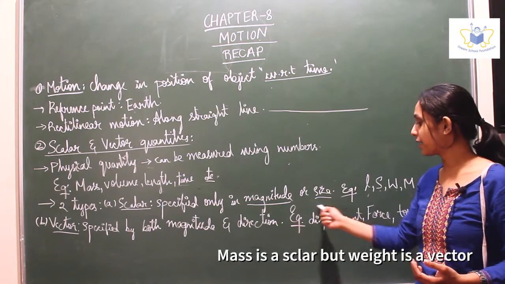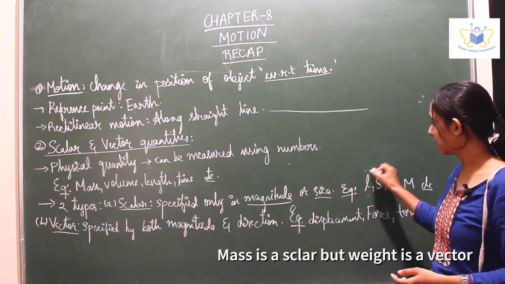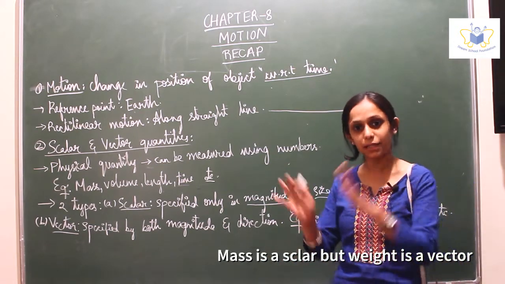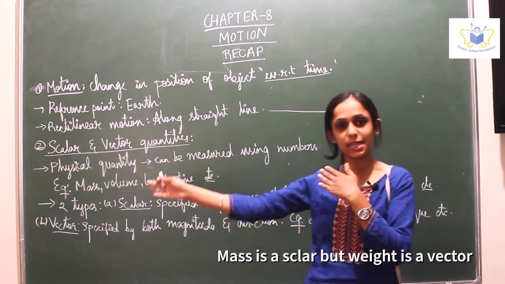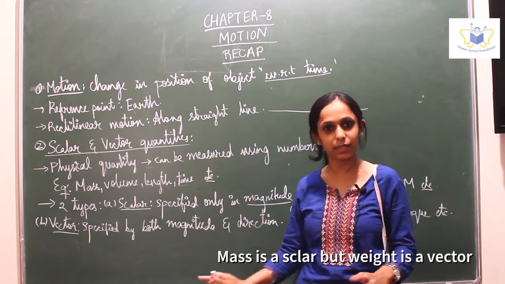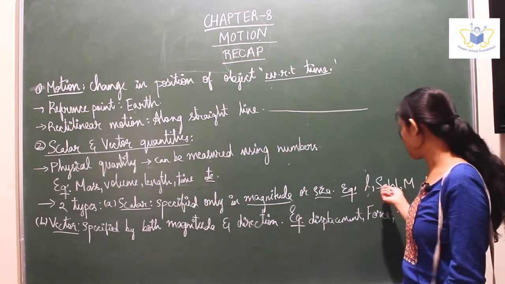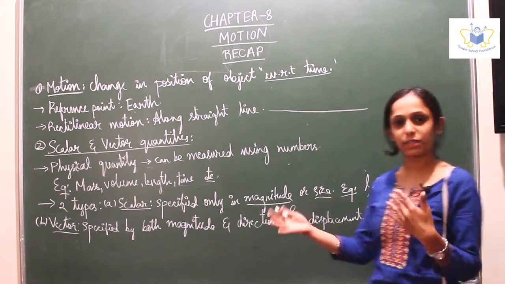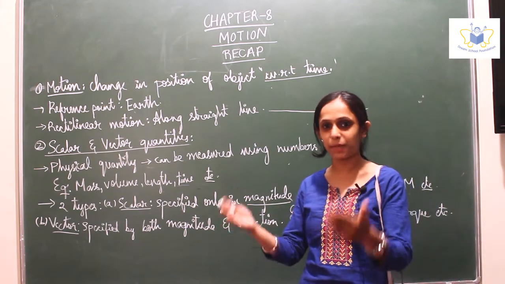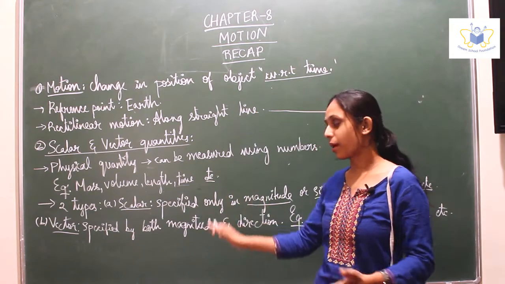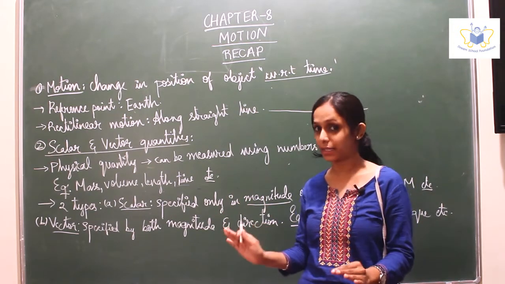You only define them using size. If the length is 3 meters, it is 3 meters throughout. Even if you hold it in this direction or that direction, it is 3 meters. It does not change, correct? Same with speed and weight. Whichever direction you are moving in, your speed remains the same. So scalar quantities are defined only in magnitude, remember.